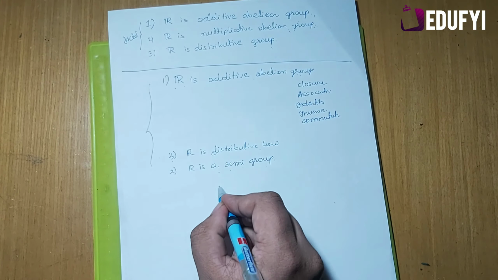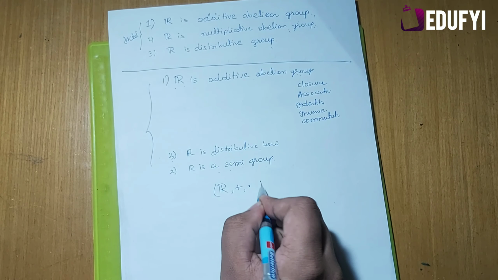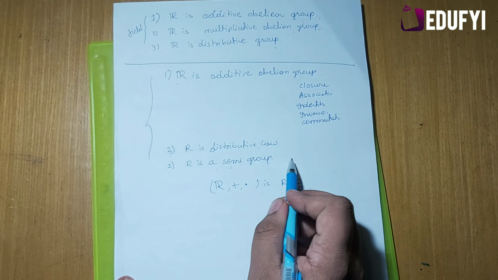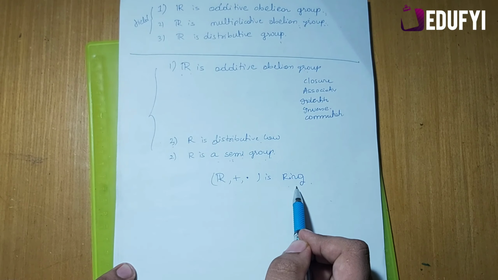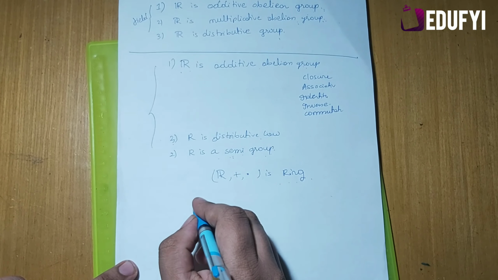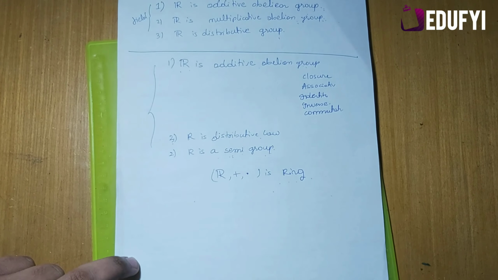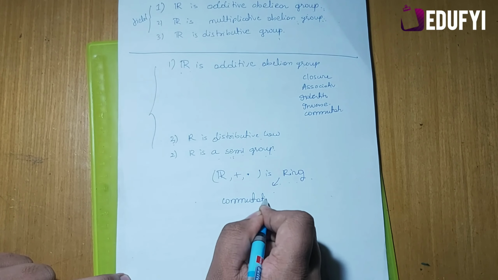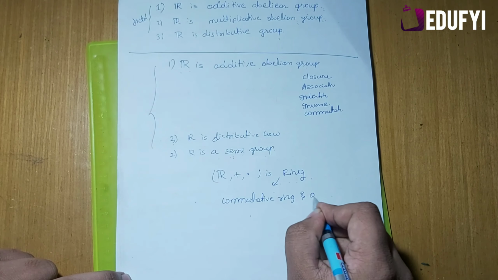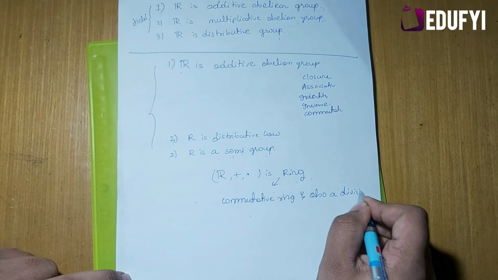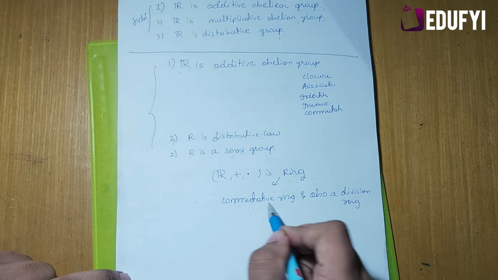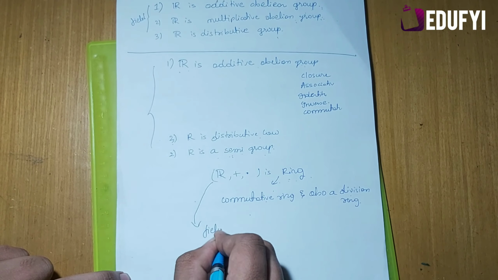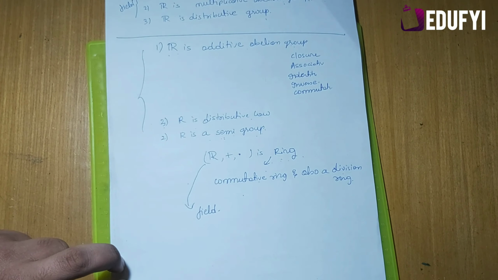So what does it become? Then it becomes (R, +, ·) is a ring. It is now a ring because you proved it as a semi-group, you didn't prove it as an abelian group under multiplication. So you proved it as a ring. But in the concept of rings, it is said that if a ring is a commutative ring and also a division ring, then this ring is called a field.